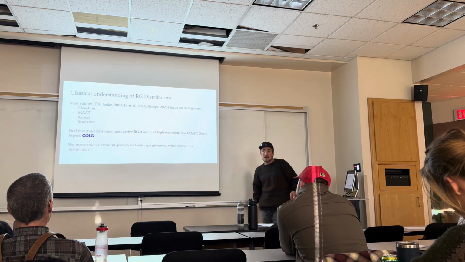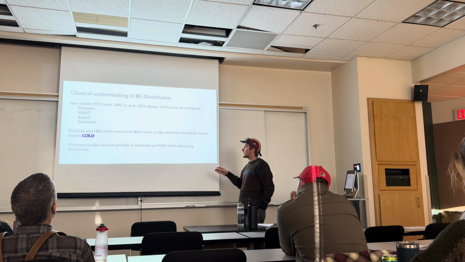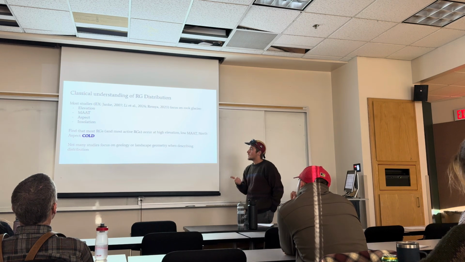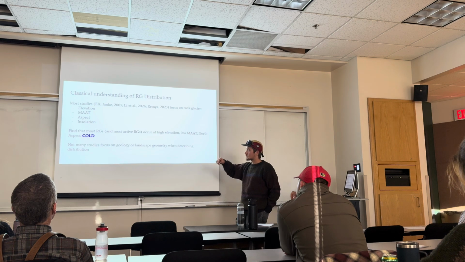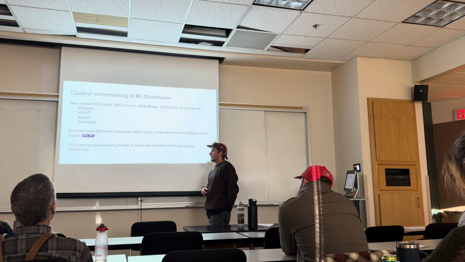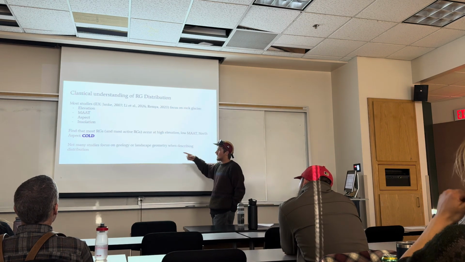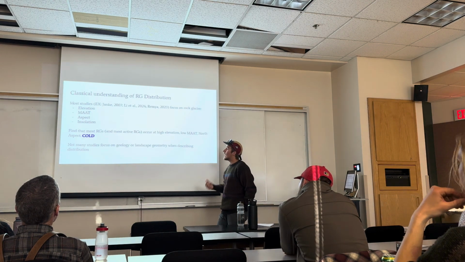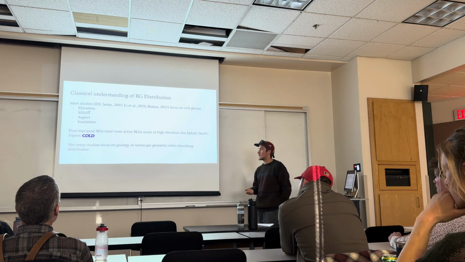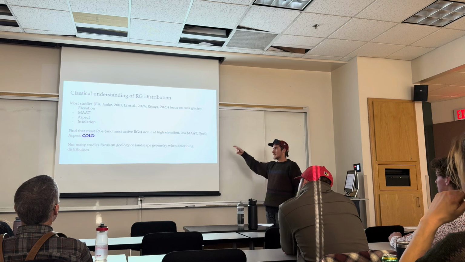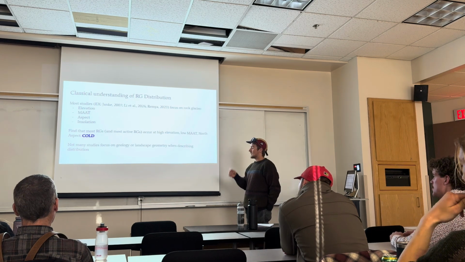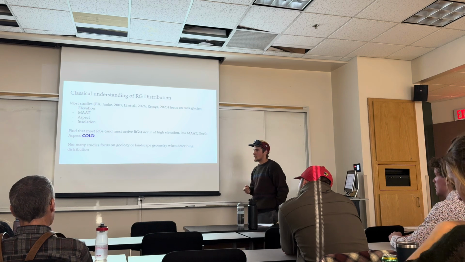So the classical understanding of the distribution, as seen in most studies, and here's a few that look at it, is that they're looking at the elevation of the rock glacier body, the mean annual air temp, which is MAT, aspect, and insolation, and they're focusing all these on the rock glacier body itself. And they're finding, not surprisingly, that most rock glaciers and most active rock glaciers occur at high elevation, low air temp, north aspect. Ice is where it's cold, and that's not too surprising. But not many studies focus on the geology or the landscape geometry when describing the distribution.